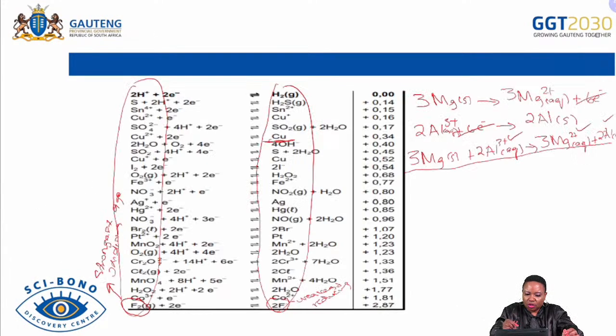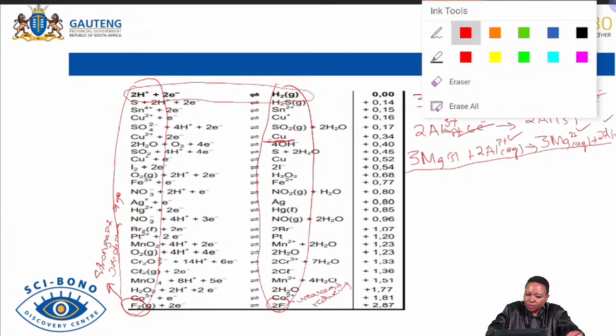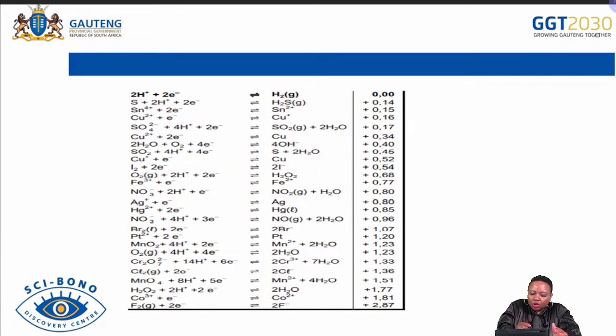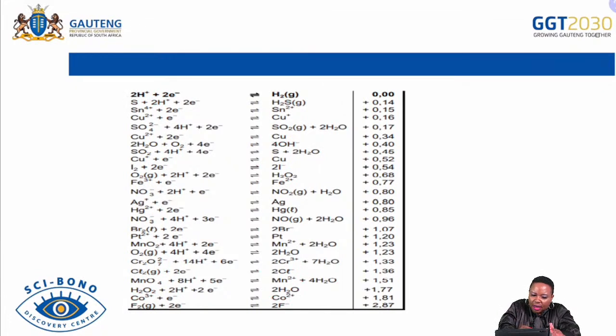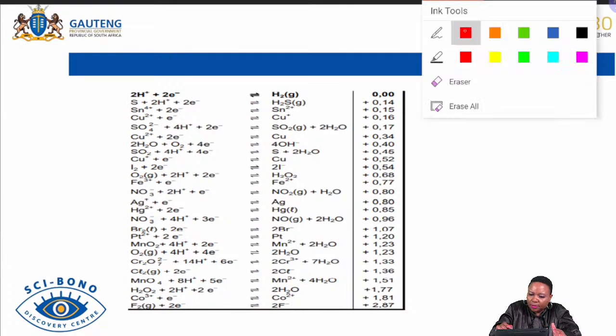Let me go back. So you can see that the hydrogen half cell is here and is 0.00. And then if you look at the Fe2+ and the Fe3+, let me clear everything. So the hydrogen cell undergoes, okay, let me choose the ink.